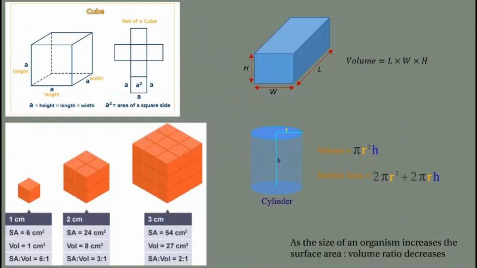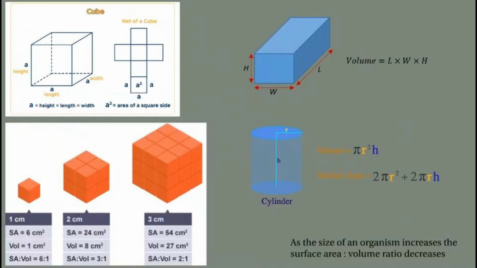So we're now going to just go over an example of how, as I said before, as size increases, the volume increases much more rapidly than the surface area. That kind of sounds quite abstract, so I'm going to give you some examples here and you will see how this works. So if we have a cube that is 1 centimetre by 1 centimetre, the surface area would be 6 centimetres squared and the volume would be 1 centimetre cubed. So we have a surface area to volume ratio of 6 to 1.